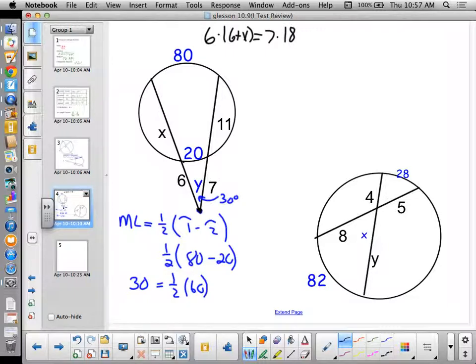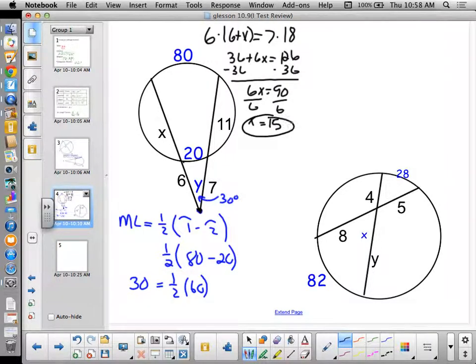So that's 6 times (6 plus x), that's 36 plus 6x, equals 7 times 18, which is 126. We'll subtract the 36. I get 6x equals 90. Divide by 6, so x is 15. And there we are.